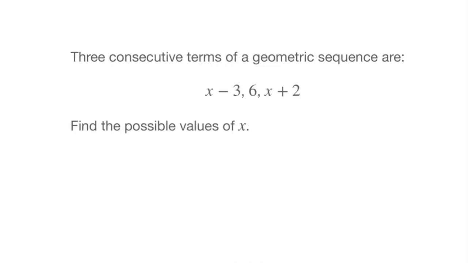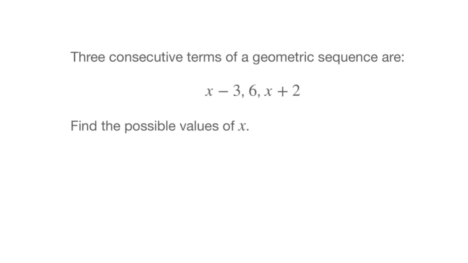In this video on geometric sequences, also known as geometric progressions, we learn how to solve this exam-style question involving three consecutive terms of a geometric sequence, two of which contain an unknown x that we need to find. And as we'll be seeing, it involves the common ratio formula as well as a quadratic equation.